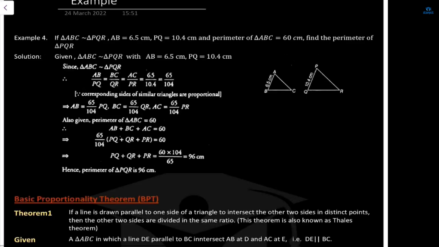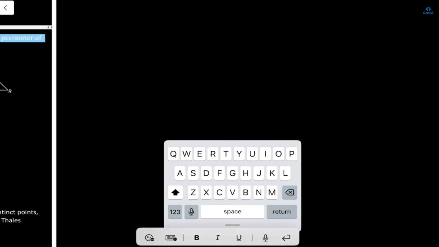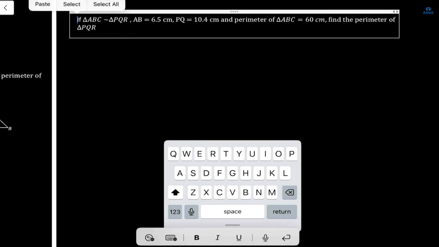One example is there. You can do this example, and then we will discuss the very important theorem, that is BPT. This is an important theorem of triangles.